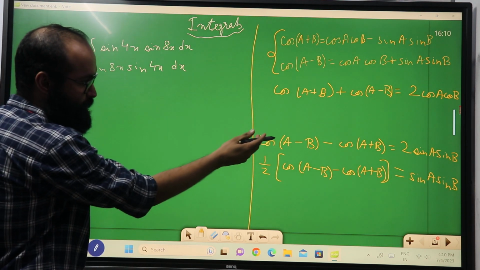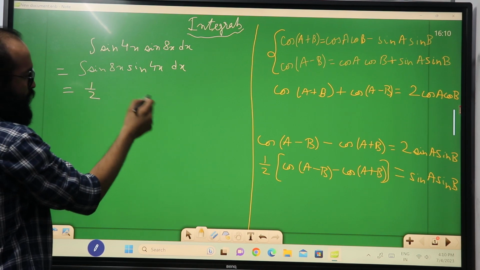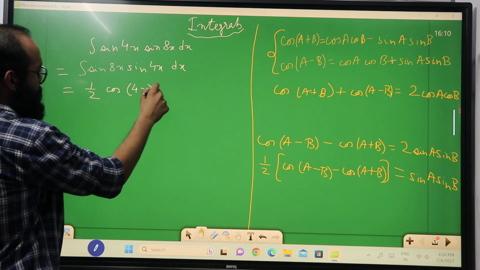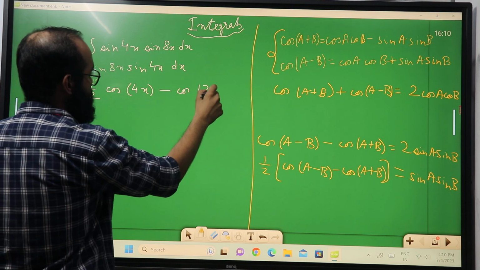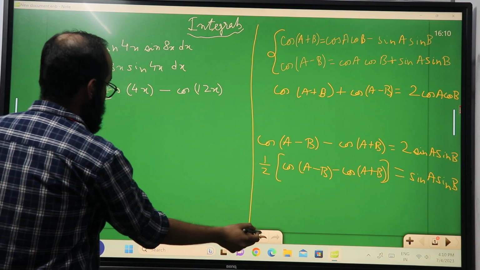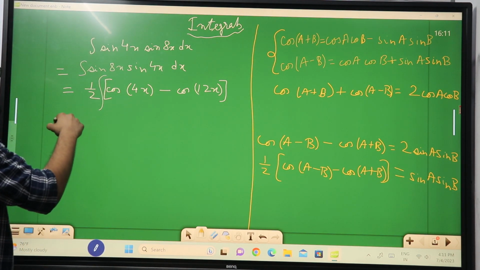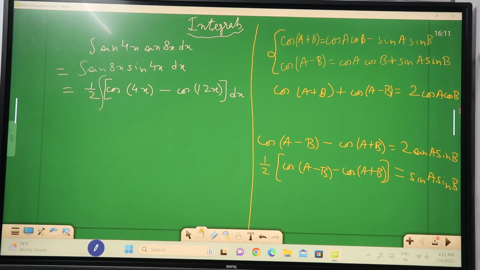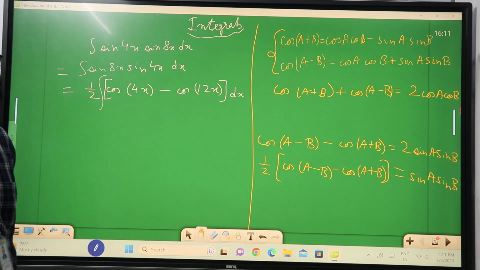And what is the formula of sin A into sin B? Half of cos A minus B. What is A minus B? 8 minus 4? 4x. Minus cos A plus B. 8 plus 4? 12x. Yes or no? And this half, can it go outside of integration? So I'll write it outside of integration. Is this line clear to everyone? Any doubt in this?